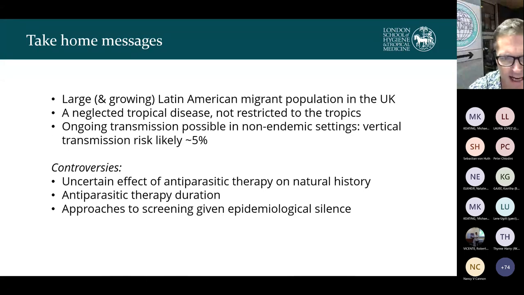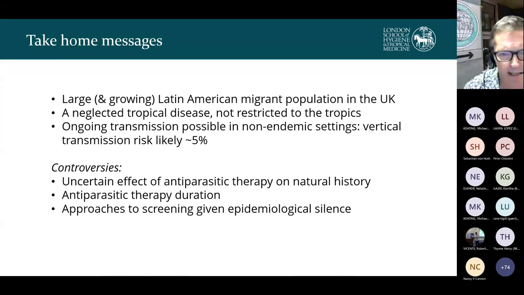There are controversies, and the uncertain effects of antiparasitic therapy is an important one, but the lack of demonstration of an effect is not quite the same as demonstrating there is no effect. And I think in general, we're rather more relaxed about giving treatment. How long we give treatment for is still up for grabs. We're certainly moving more towards accepting that if people manage to get through 2 weeks of treatment, that'll probably do. But WHO would like us for the time being to carry on giving 60 days of treatment.